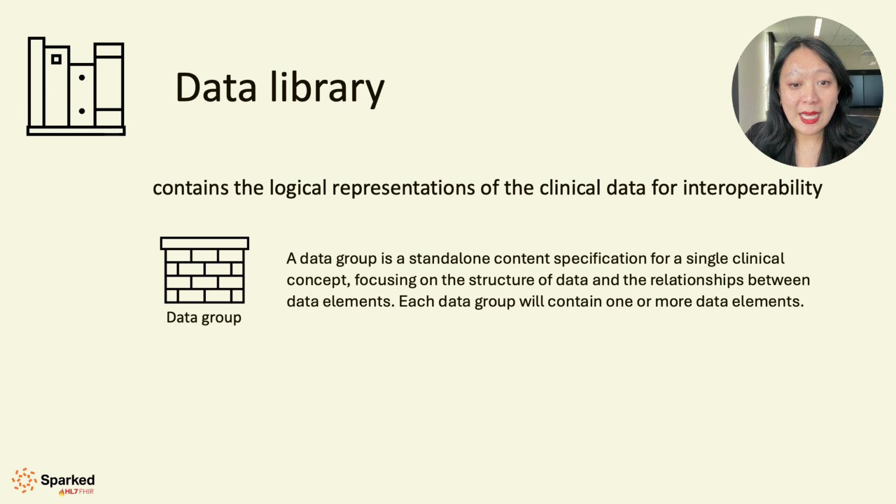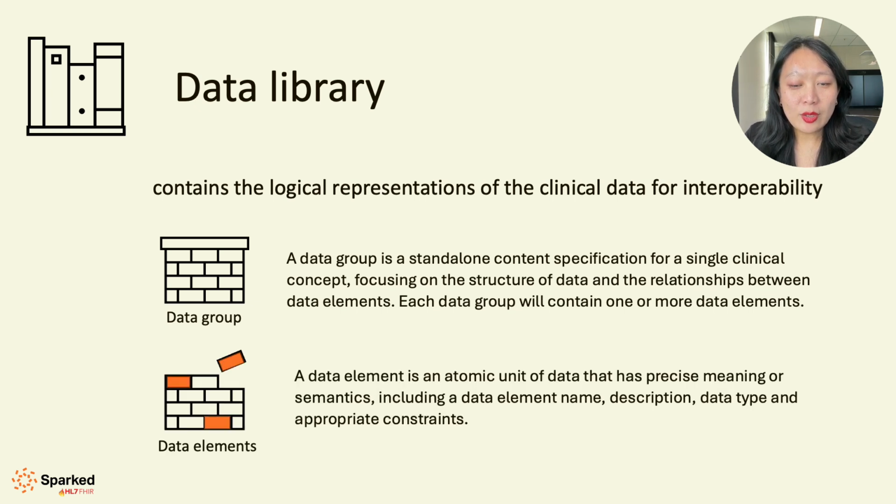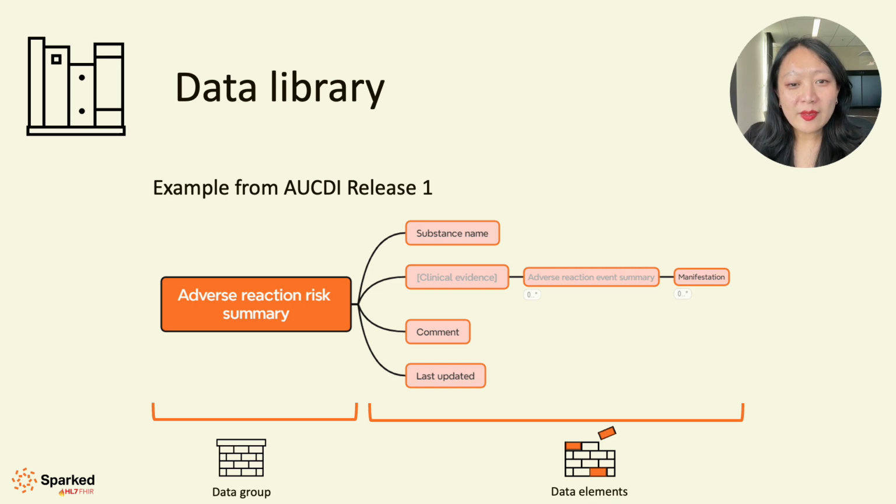Each data group will contain one or more data elements. A data element is an atomic unit of data that has precise meaning or semantics, including a data element name, description, data type, and appropriate constraints. It incorporates codes or value sets from a terminology system where relevant. For example, one of the data groups in AUCDI is the Adverse Reaction Risk Summary. Example data elements belonging to this data group are the substance name, the manifestation, comment, and last updated.